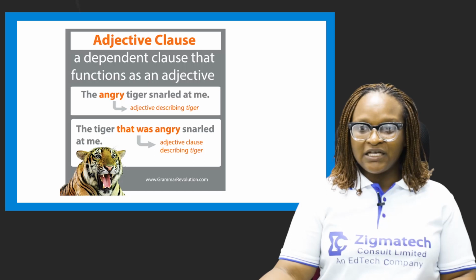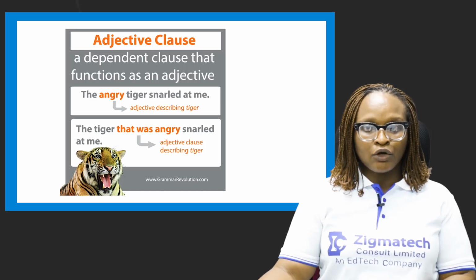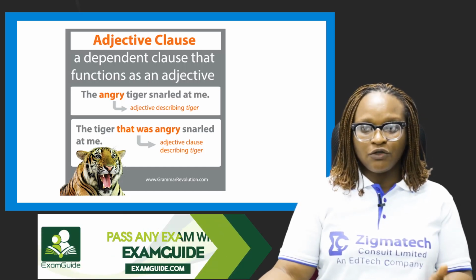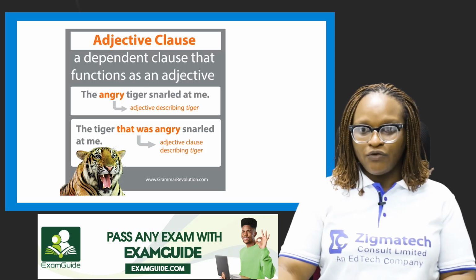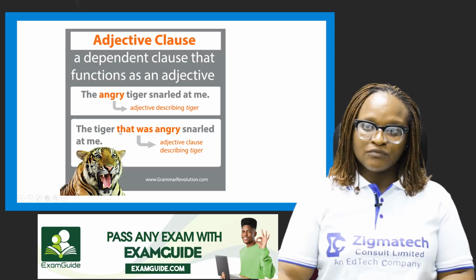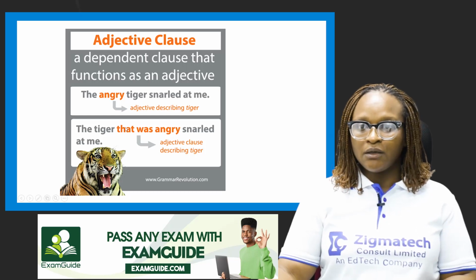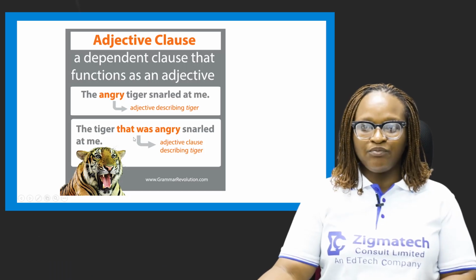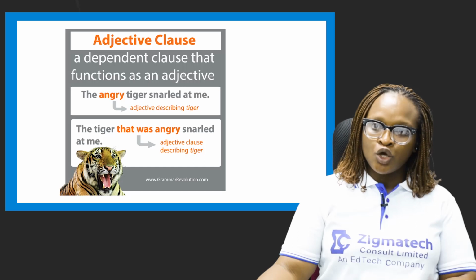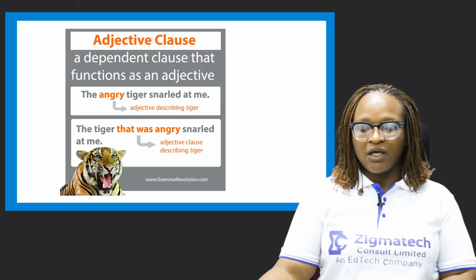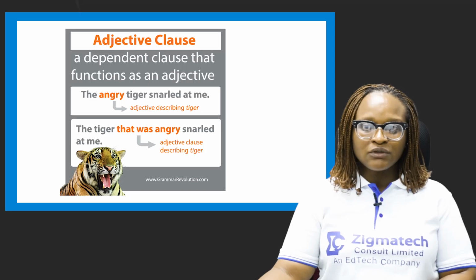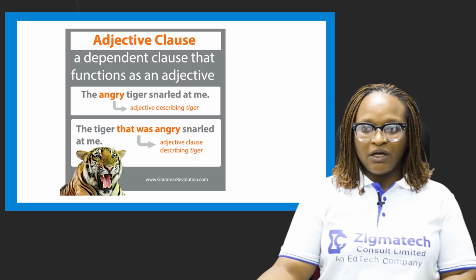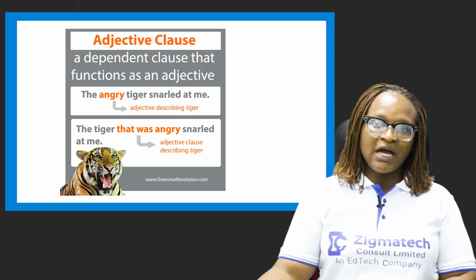Alright, so looking at this sentence, you have the subordinate clause and you have the main clause. Now one would ask, how do I distinguish the subordinate clause from the main clause in a sentence like this? You can see where we have a group of words written in red. That's your subordinate. Remember, we said that adjective clauses are dependent clauses that function as adjectives. So the "that was angry" is the subordinate clause. Now, if I pull out "that was angry," I can as well read the sentence without it. Now, the sentence becomes, the tiger snarled at me.